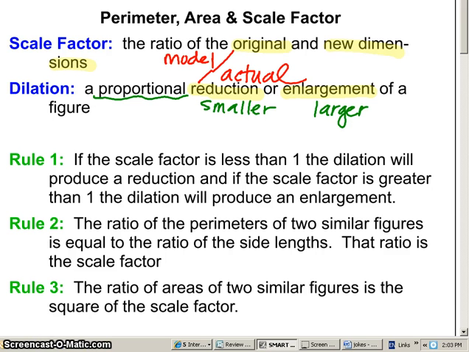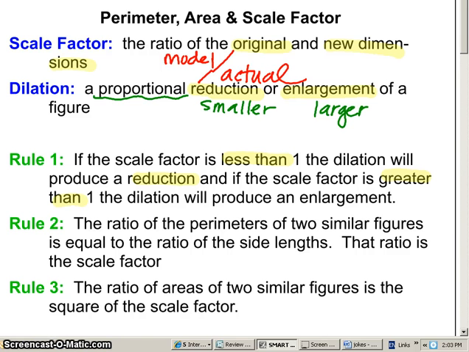3 rules that I would like you to follow. Rule number 1: the scale factor is less than 1. We've talked about this. If your scale factor is less than 1, the dilation will produce a reduction. And if the scale factor is greater than 1, the dilation will produce an enlargement. Remember that from class. If your scale factor is less than 1, it will produce a reduction, and if the scale factor is greater than 1, it will produce an enlargement.